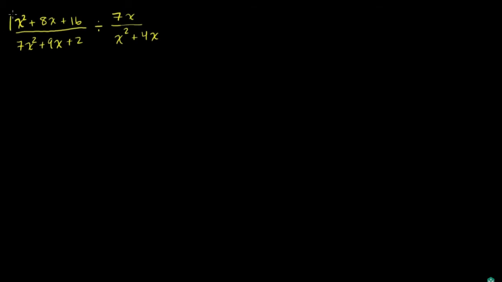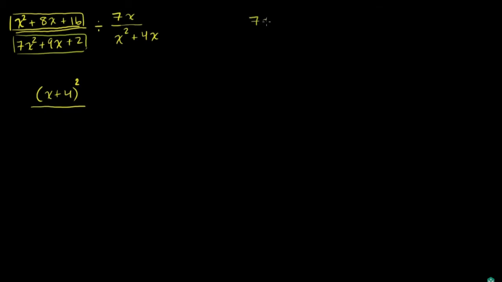So this numerator over here, that's pretty straightforward. That is a perfect square. That is x plus 4 squared. 4 times 4 is 16. 4 plus 4 is 8. So our numerator is x plus 4 squared. And then our denominator, what does that become? Here we're going to have to do a little bit of grouping to factor that out.